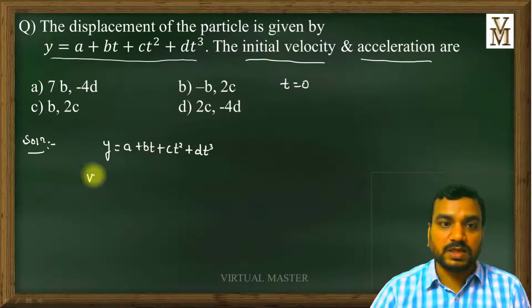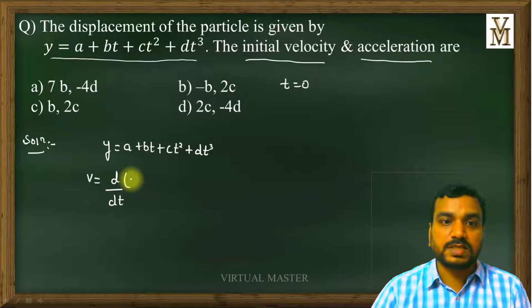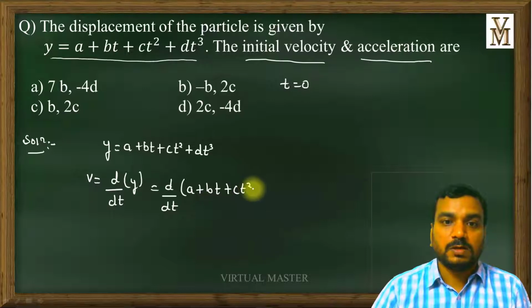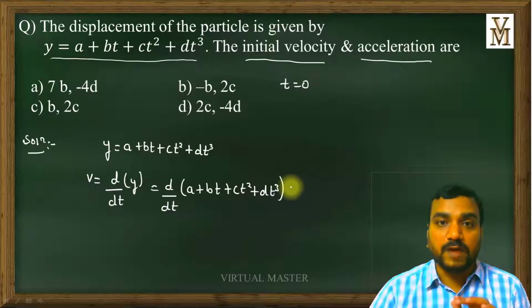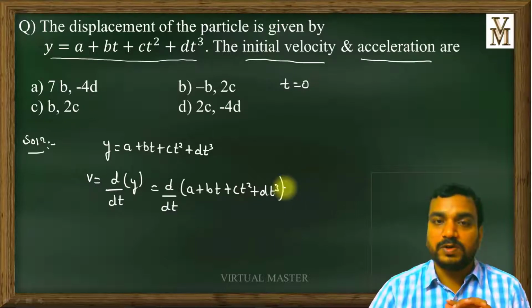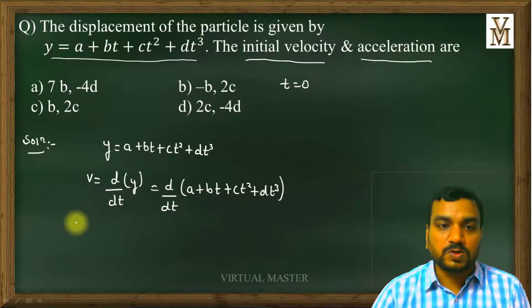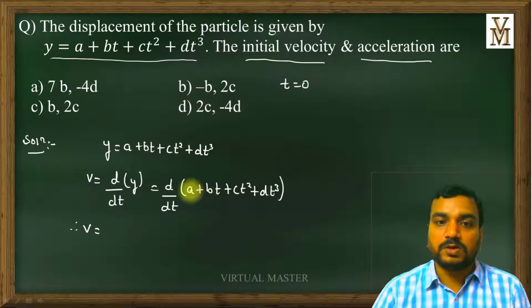So instantaneous velocity v will be equals to differentiation of displacement, right? And what is displacement here? It is y. I can write d by dt of a plus bt plus ct square plus dt cube. Now I am going to write the values of differentiation directly. I hope everyone has understood how to differentiate the terms. Differentiation of a constant, that is a, will be equals to 0. So therefore v will be equals to differentiation of a, which is 0. Now I am going to ignore this term.